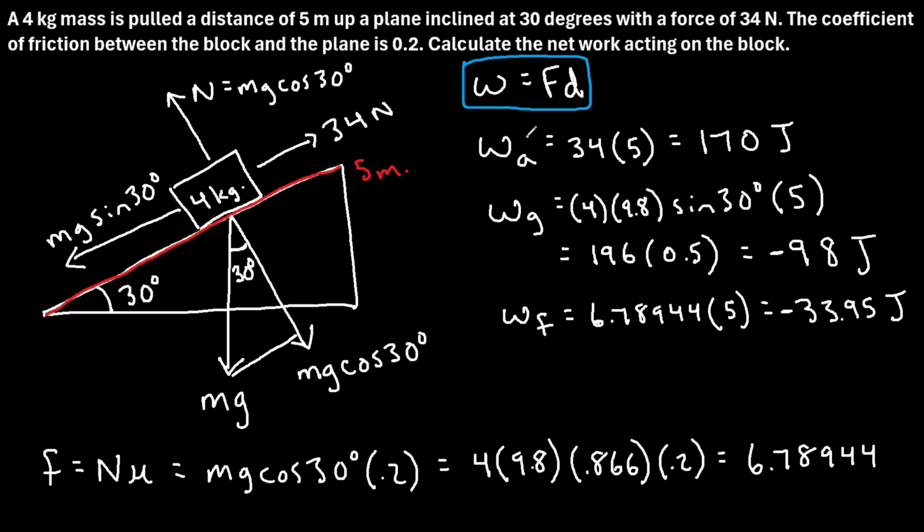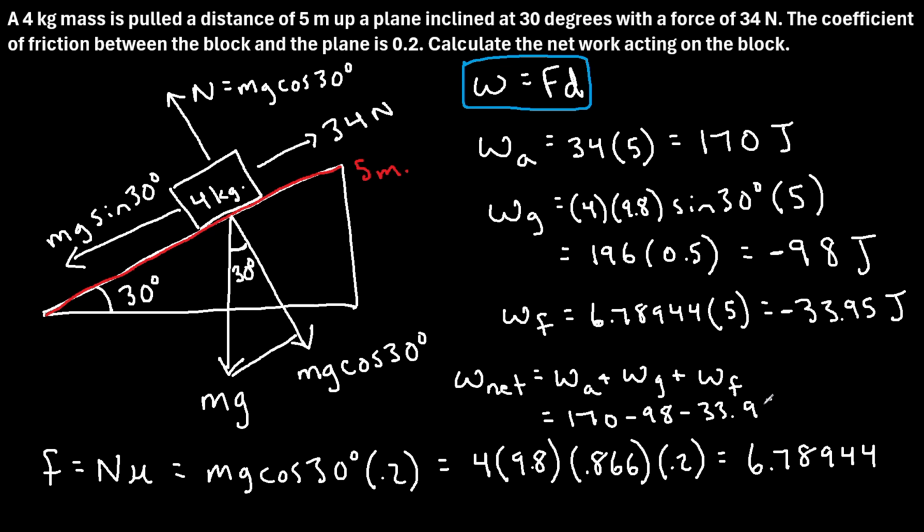So now that we have calculated the 3 work forces, the very last step to find the net work done on this block, let's write that down. The net work done on this block is simply going to be the work of the applied force plus the work being done by gravity plus the work being done by friction. So if we fill in all of these values we just found, we get 170 minus 98 minus 33.95, and that comes out to 38.05 joules. So that is our answer for this one. That is the net work that is being done on this block.